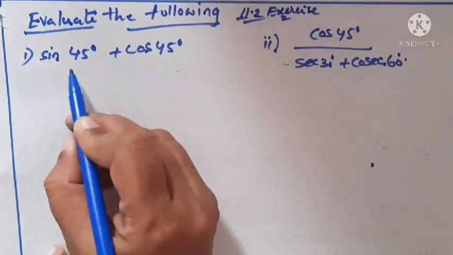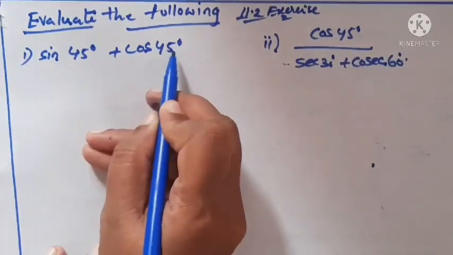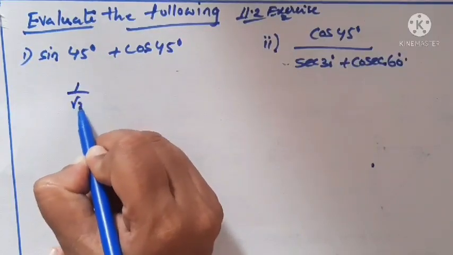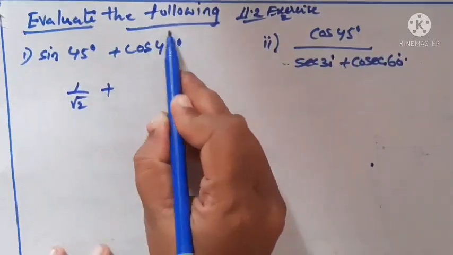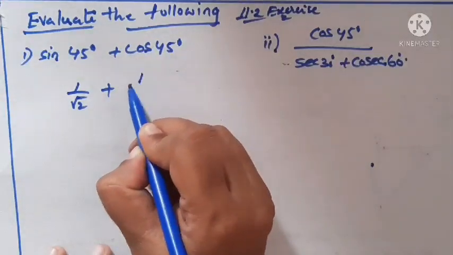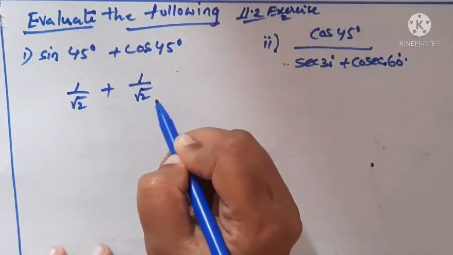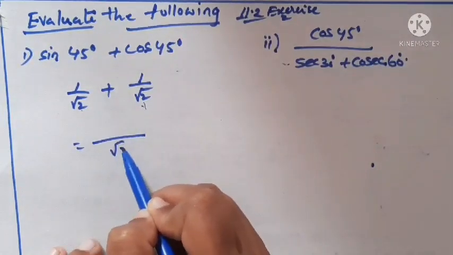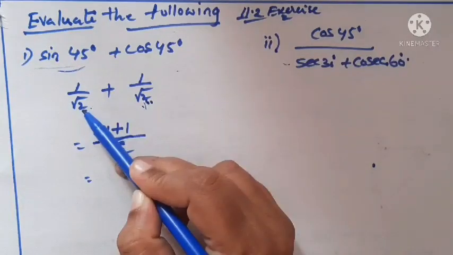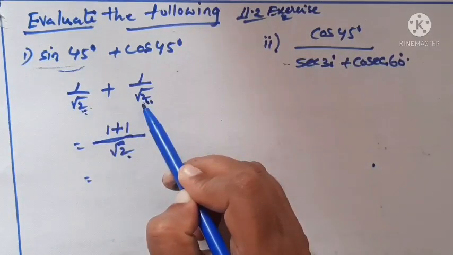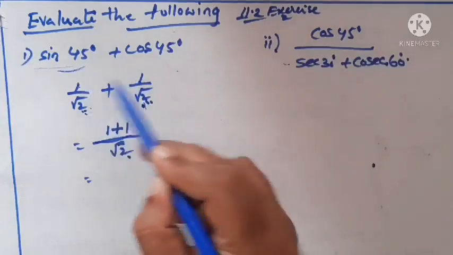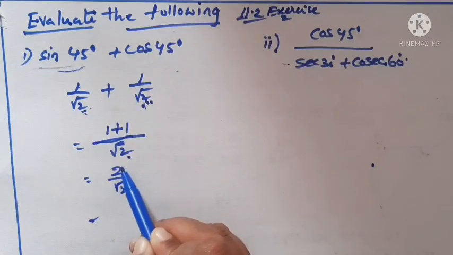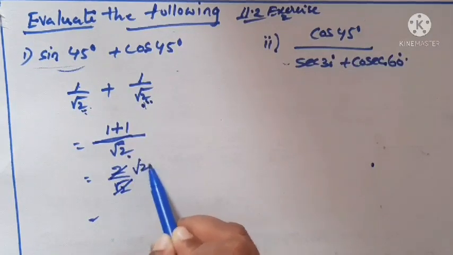So first problem: sine 45 degrees plus cos 45 degrees. You know that the sine 45 degrees value is 1 by root 2. Okay, and how much is the cos 45 degrees value? 1 by root 2 is the cos 45 degrees value. The LCM is root 2. The denominators are the same, so add the numerators: 1 plus 1 equals 2 by root 2. Root 2 into root 2 gives 2, so they cancel, and we will get root 2.